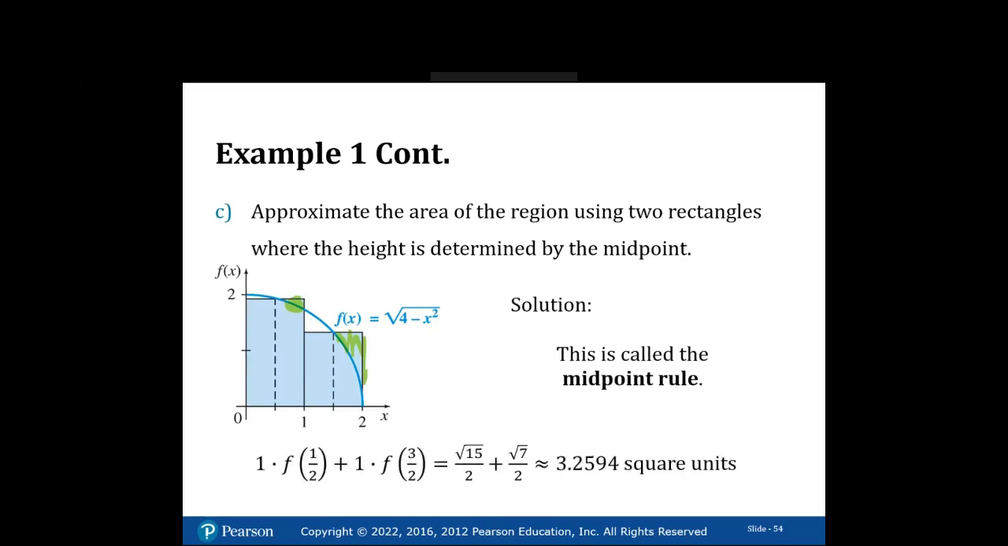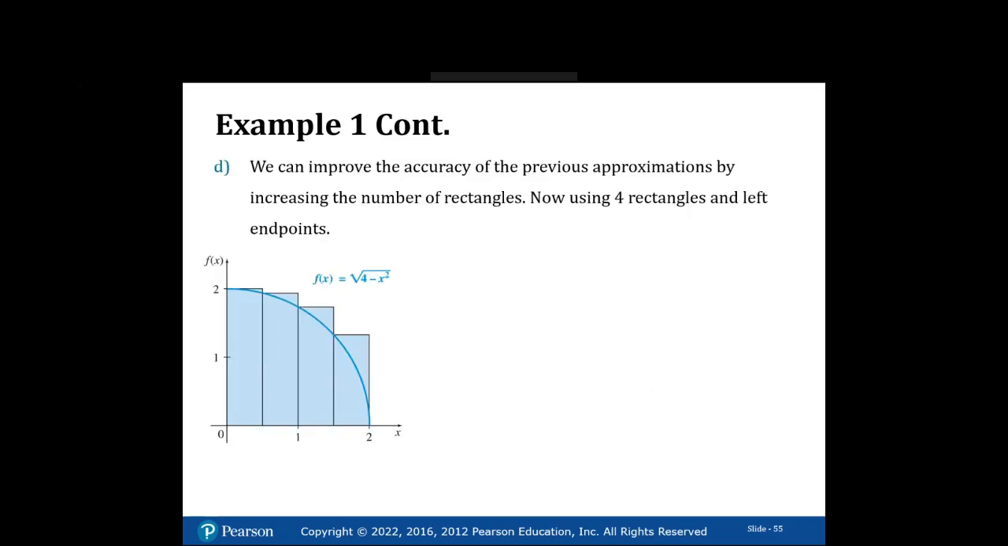So here we're going to take the midpoint. The center of our first rectangle is at 1/2, and the center of our second rectangle here is at 3/2. So now I'm taking 1 times f of 1/2 plus 1 times f of 3/2. And here we get approximately 3.2594, which looks pretty good. But we can improve the accuracy of our approximations by increasing the number of rectangles.